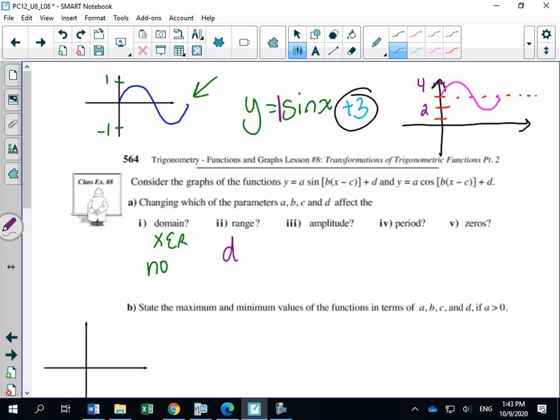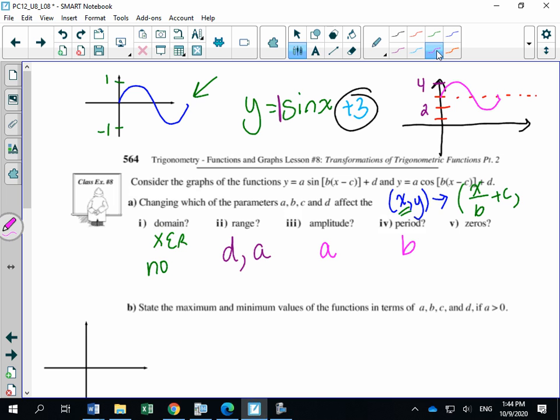So my D parameter affects my range, and so does my amplitude, right? If I change the amplitude to 5, that's going to stretch it. It's going to affect the range. The parameter that affects your amplitude is only your A value. The parameter that affects your period is your B value. What affects the zeros? In order to deal with zeros, I tell students, think about mapping. When we map, zeros are your x-intercepts. So what parameters affect your x-intercept? x over b plus C.